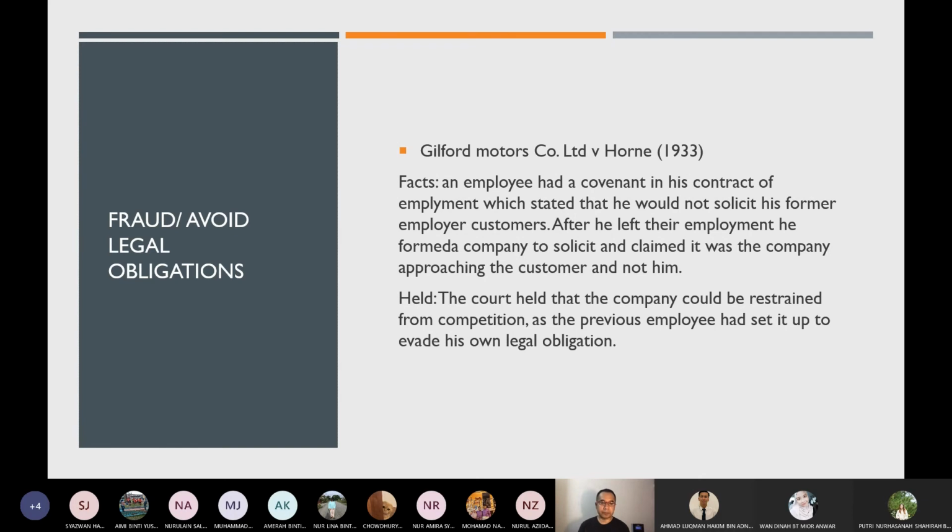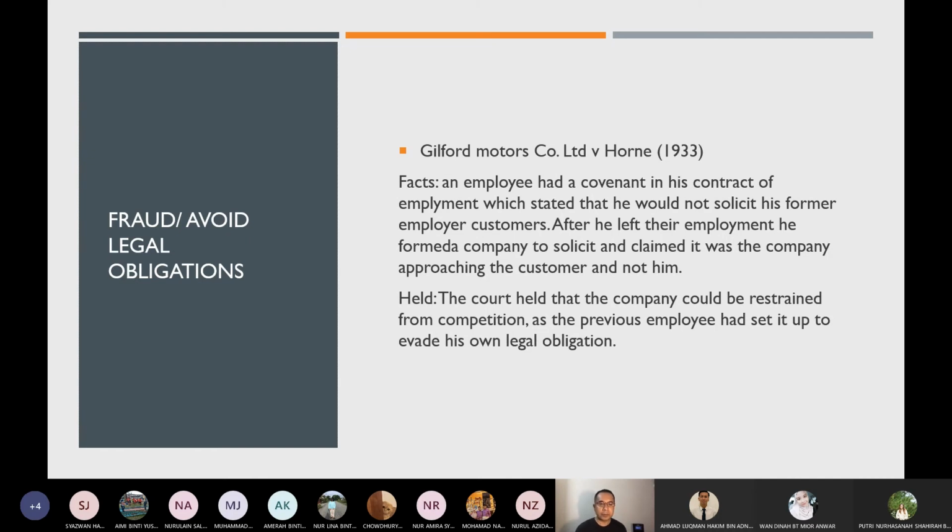But in this case, the court said that if you form a company as a tool to commit fraud or to avoid legal obligations, then the court might in this situation uplift the corporate veil and see who is behind the company. When they uplift the corporate veil, they will see that actually the former employee is behind the company. So the court says you cannot use separate legal entity when you want to commit fraud, or when you are using that company as a tool to commit fraud or avoid legal obligations. That is the case of Guildford Motors Company Limited and Horn.